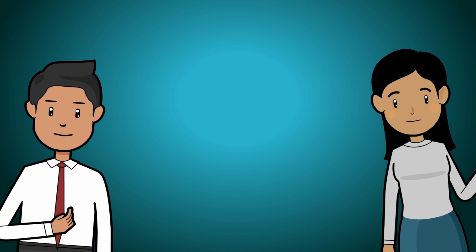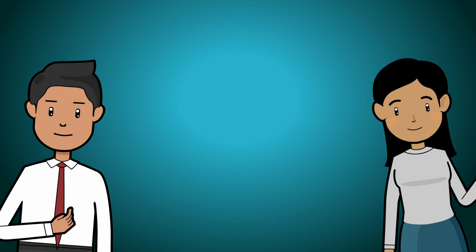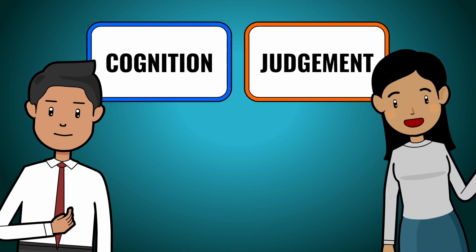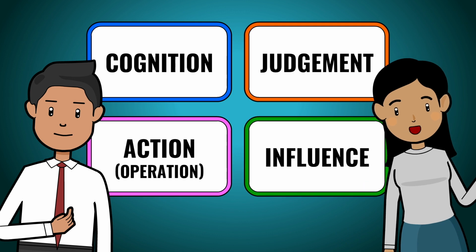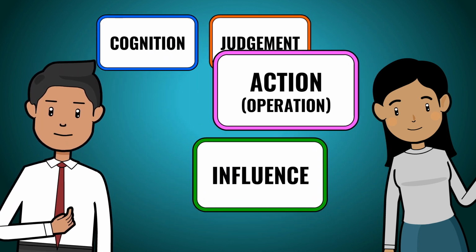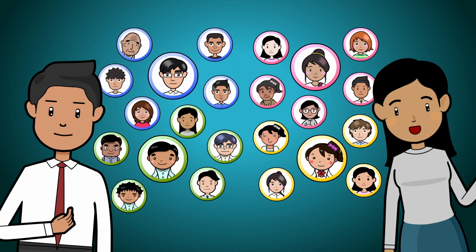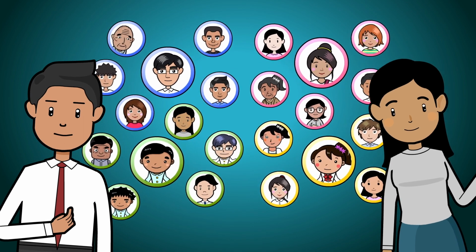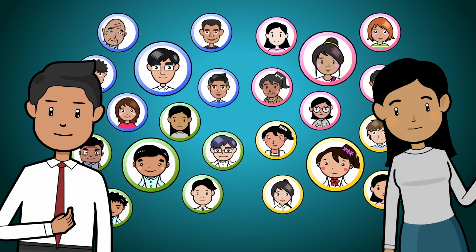That's right. I see. It's important to keep in mind the 4 factors: cognition, judgment, action, operation, and influence. Absolutely. You can be more determined to protect your family's lives with these 4 factors. Let's drive with these in mind, not only for our own safety, but the happiness of our families, and for local people too.